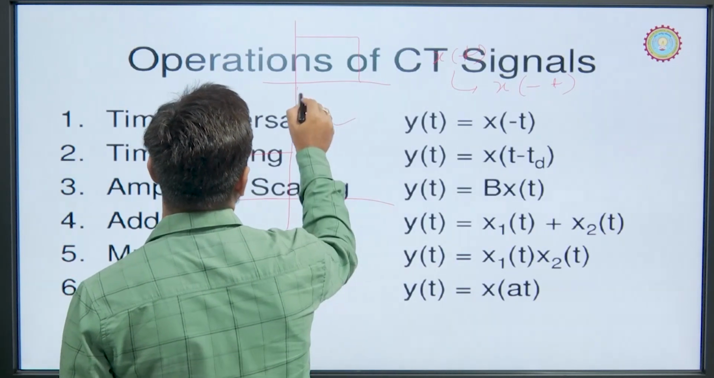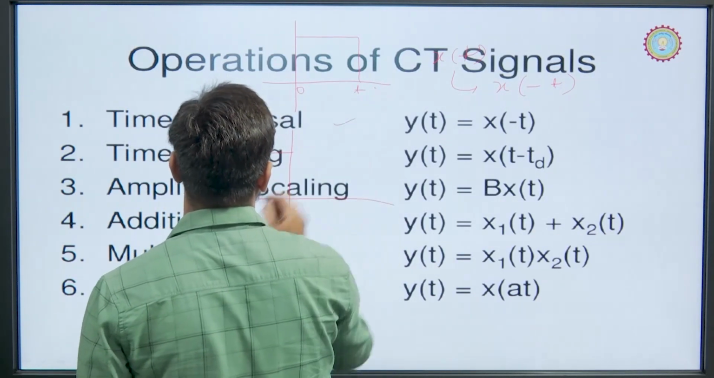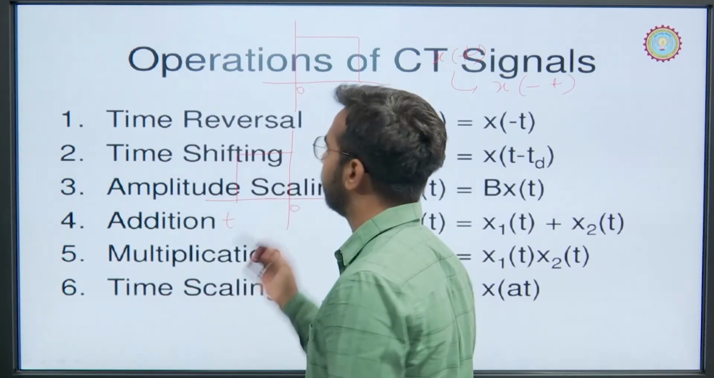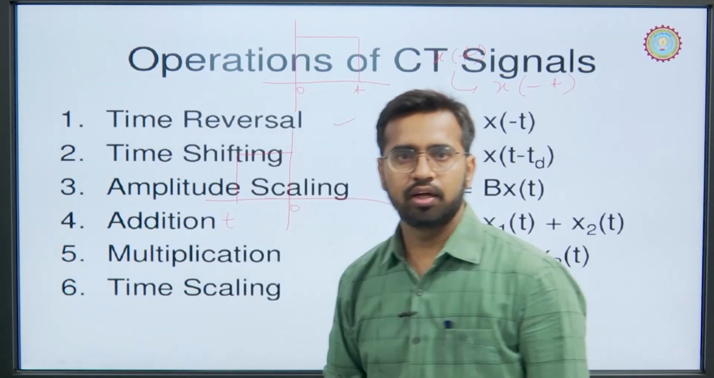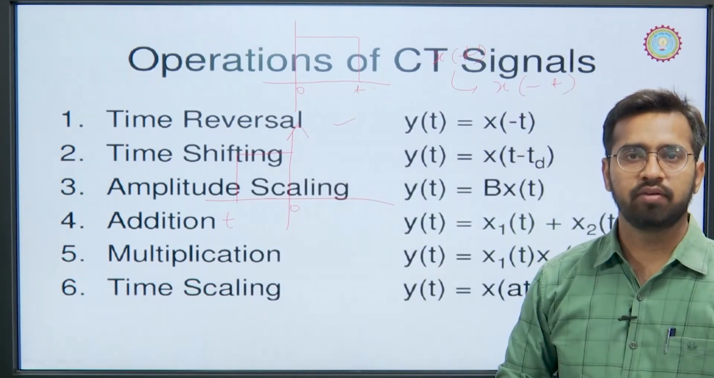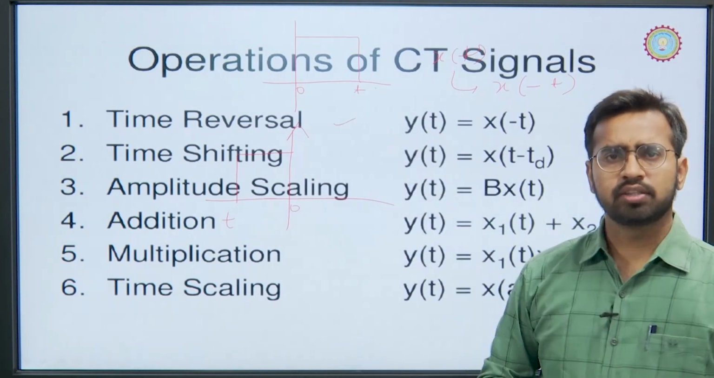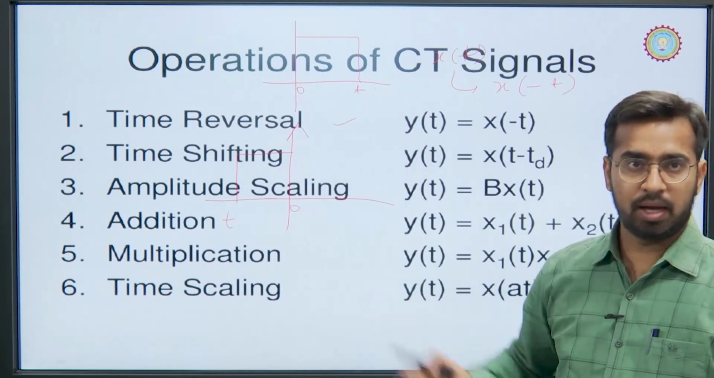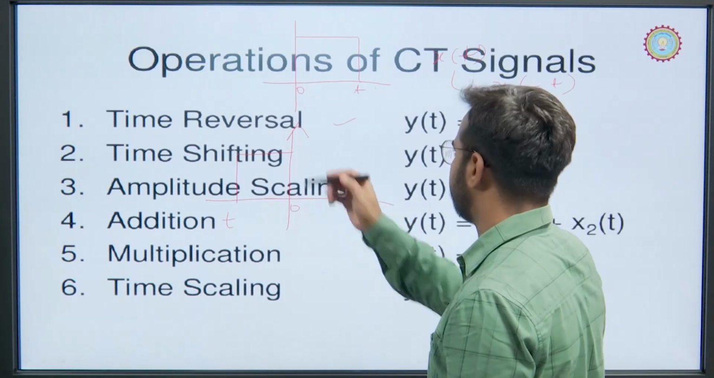Whatever the value was at 0 to t, it will become -t to 0. The signal will get its mirror image on the y axis, and that is called time reversal. The mirror image of the signal on the y axis is basically time reversal. Then the other thing is time shifting.